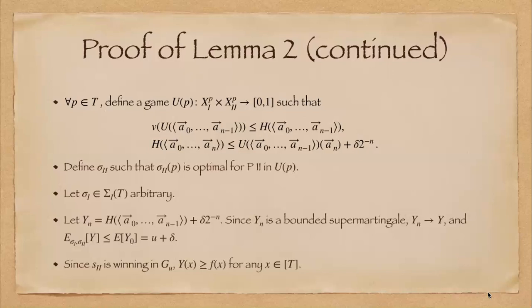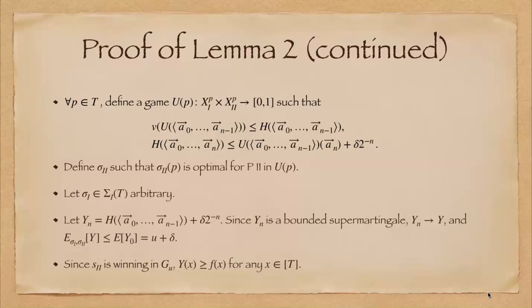Now I take an arbitrary behavior strategy for player 1 in the Blackwell game, and these induce a play, and I look at the random variables yn. Yn are going to be just the value of h, the promise of player 1 in the auxiliary game, which is h of this value, plus something small, delta times 2 to minus n. Okay, and this something small shrinks and shrinks. And the point is that yn is a bounded supermartingale.